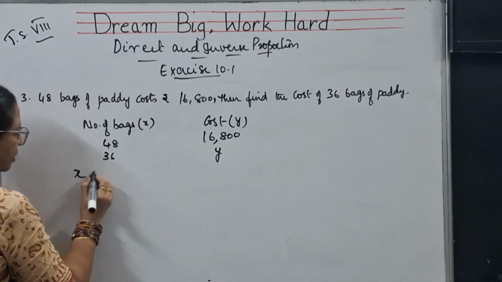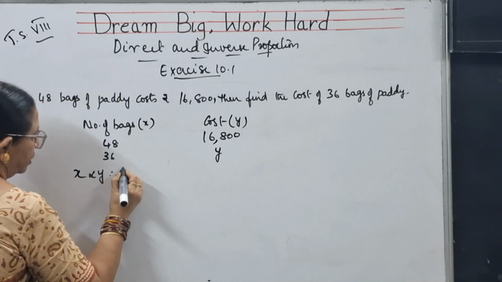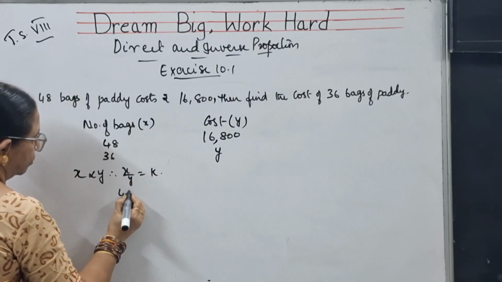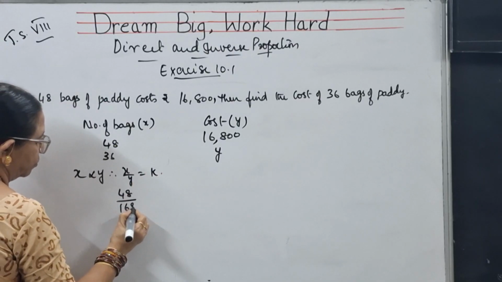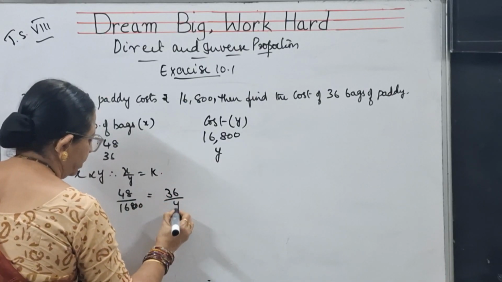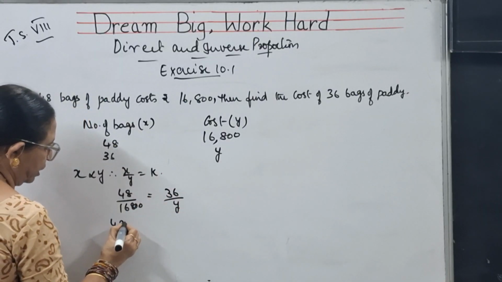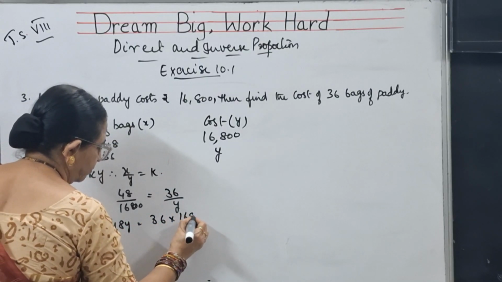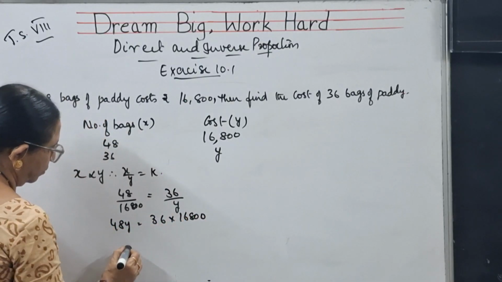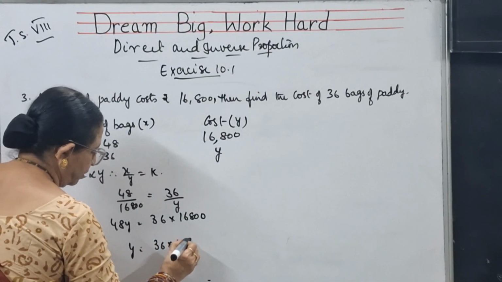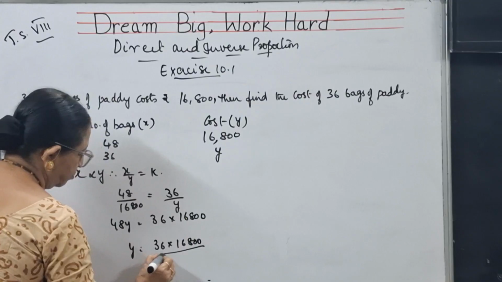We know x is directly proportional to y. Therefore, x by y is equal to constant. So, 48 by 16,800 is equal to 36 by y. So, 48y is equal to 36 into 16,800. So what is y? 36 into 16,800 by 48.